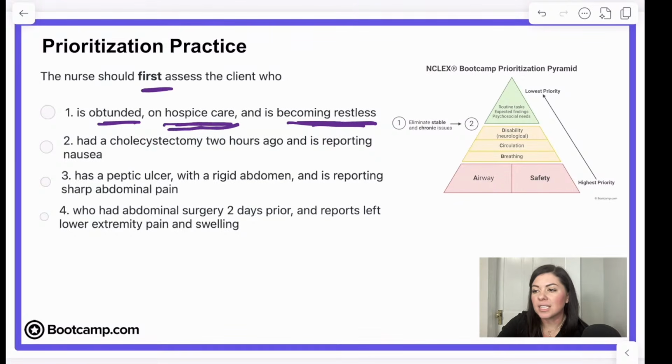This client is on hospice care. So do you guys think if we have a client that's on hospice care, which means they have a terminal illness, and they're lethargic and there's a change in their mental status, do we think that is expected for a client that is on hospice care at the terminal illness? Especially as they get closer to the dying process. Do we expect a change in mental status and some lethargy or obtunded?